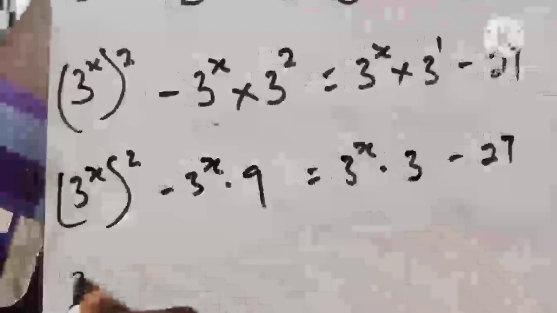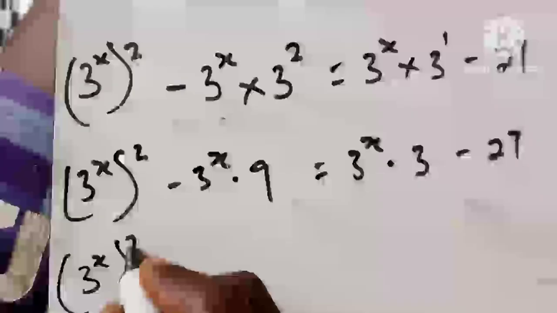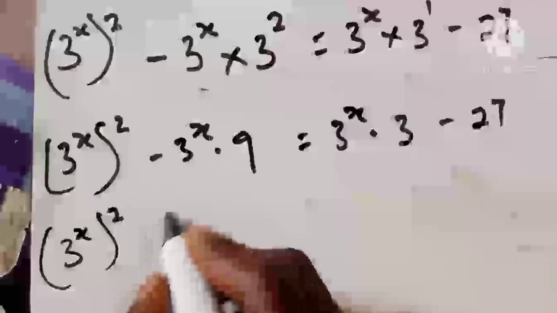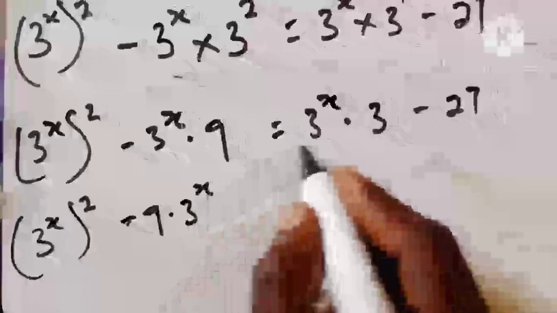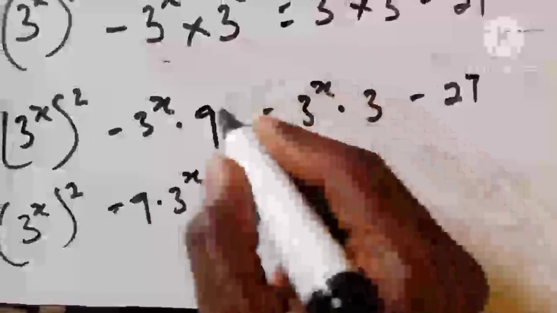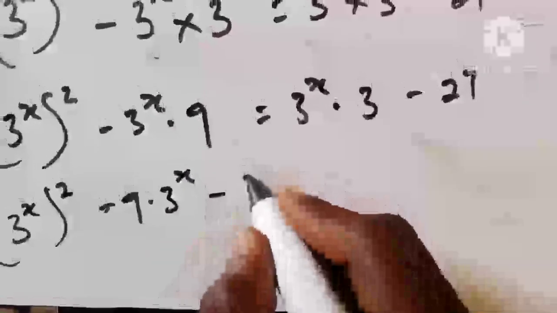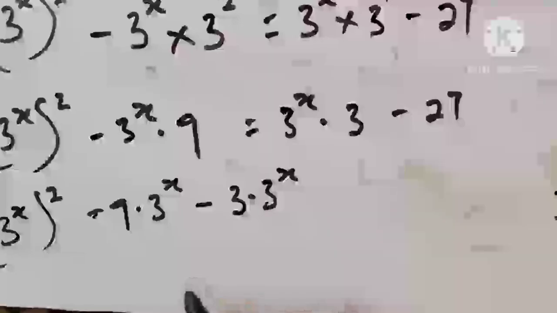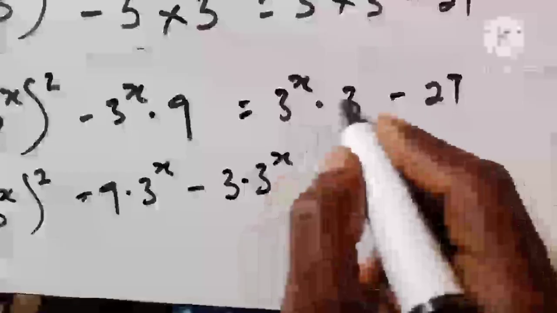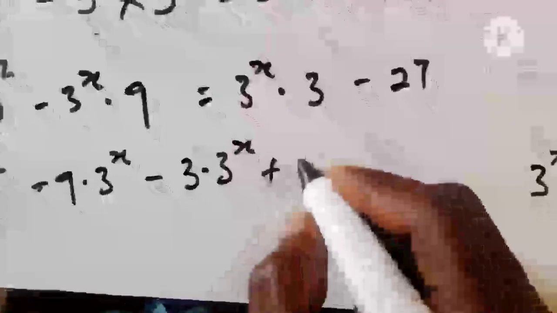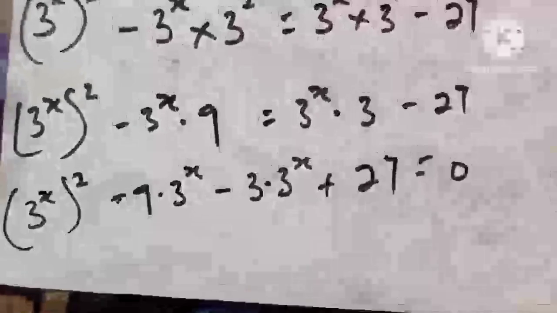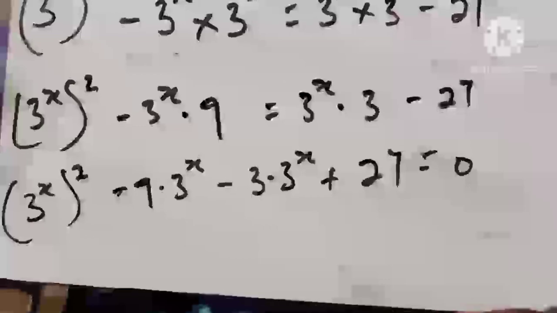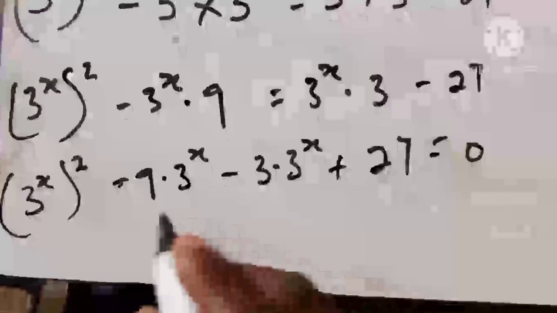Numbers in front, we have 3^x raised to the power 2, and then minus 9 multiplied by 3^x. And then what about this? These two also cross the equal sign, so it tends to be a negative. That should be 3^x. Are you following? All right, so we are just taking this to the other side. So this also tends to be a positive 27, everything equal to 0. If you have any question, just make sure that you comment along so we are ready to attend to all your questions.